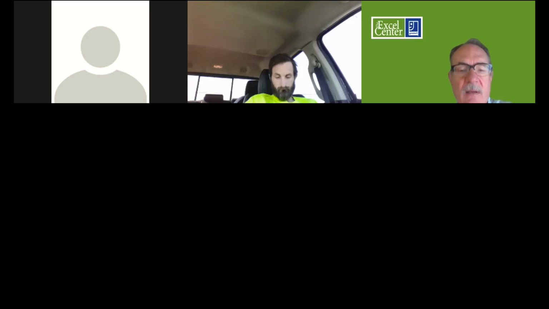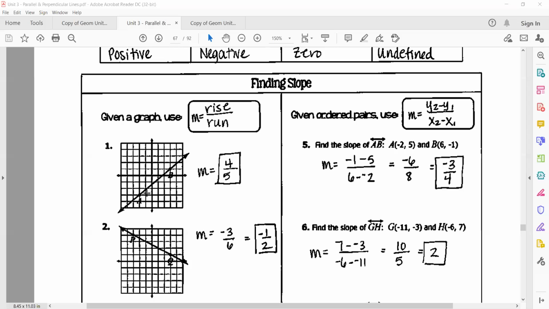So when this handout here is showing you the rise and the run, excuse me, I got to pull that up. If it's showing you the rise and the run here, it's because there's a graph. If you don't have a graph and all you have are the values from the ordered pair, then you have to do the calculation. You could still graph it if you wanted to. It's totally up to you.